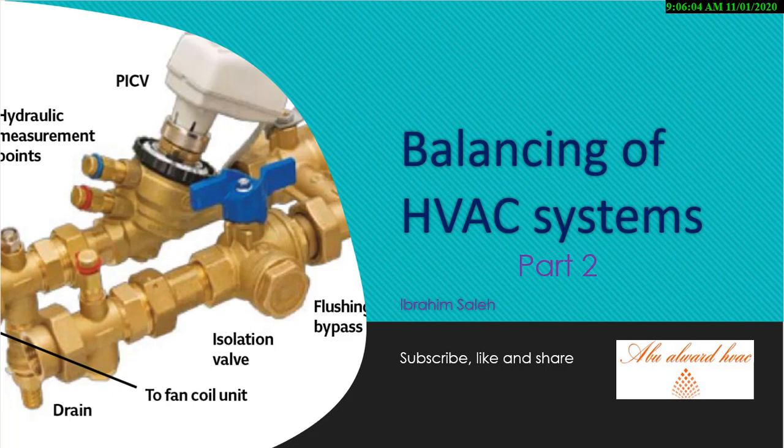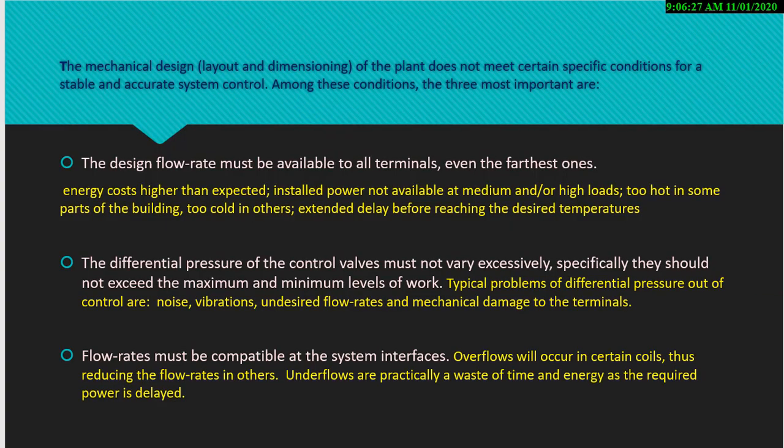This is balancing of HVAC system part 2. In the previous video we talked about the types of balancing of HVAC systems, balancing valves which are used to make balancing in hydronic system. In this video we are going to talk about three main conditions required for each hydronic system to be balanced.